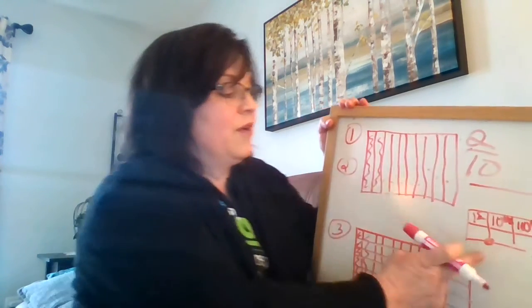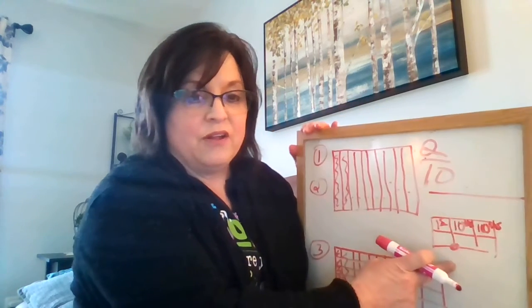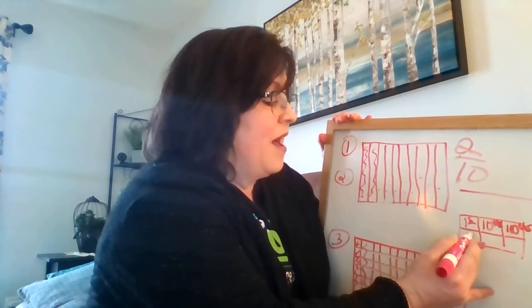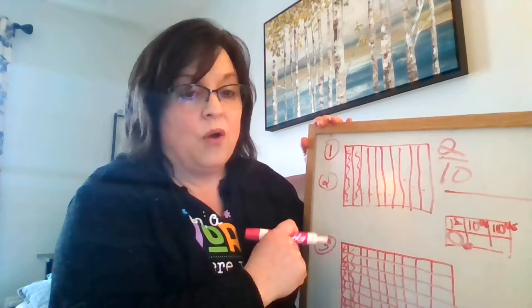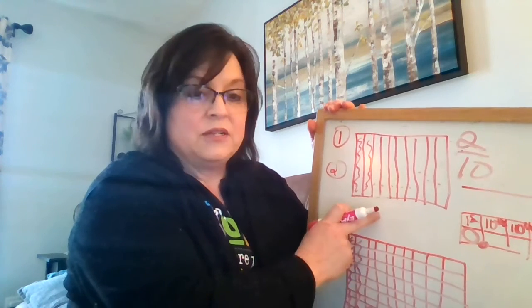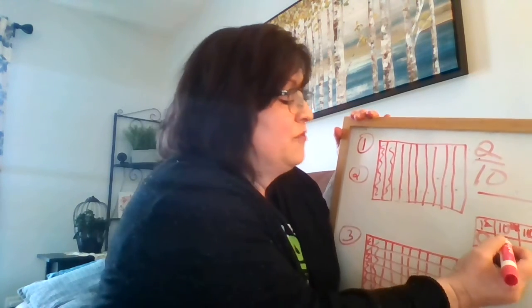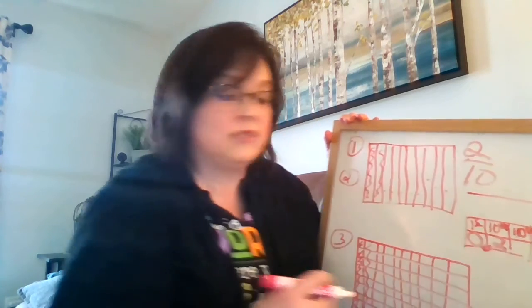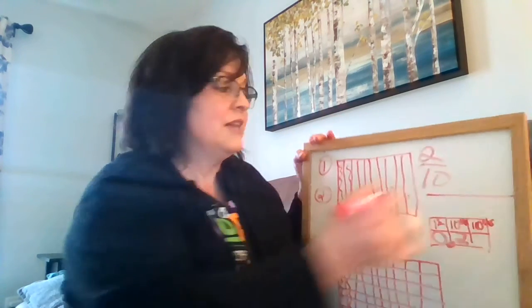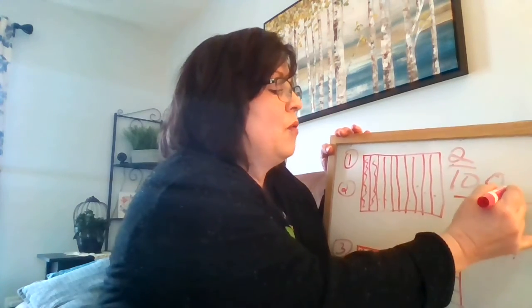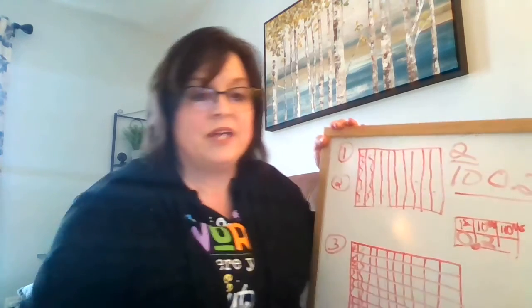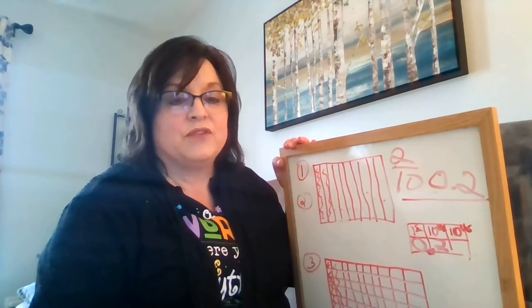Now, if we look over here at our little place value chart, we know we have 0 ones, or no wholes whatsoever. This is just a part. And then we have 2 tenths. So if we were to write this as a decimal, we would write 0 and 2 tenths. Okay, so that's your first problem.